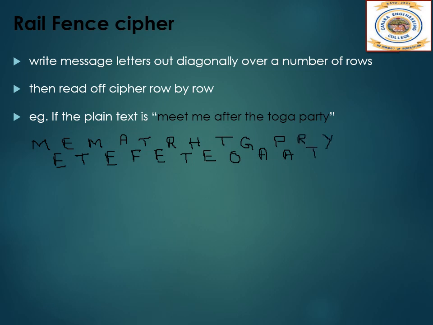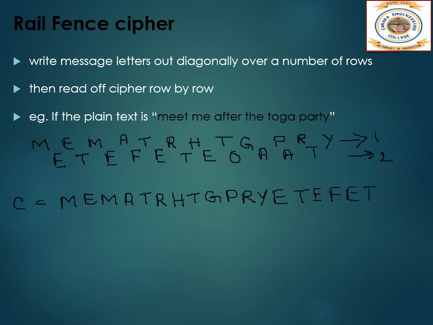Now how do we read? When I write the ciphertext, I have to write the first row and then the second row. So the ciphertext is M, E, M, A, T, R, H, T, G, P, R, Y, and the second row E, T, E, F, E, T, E, O, A, T.